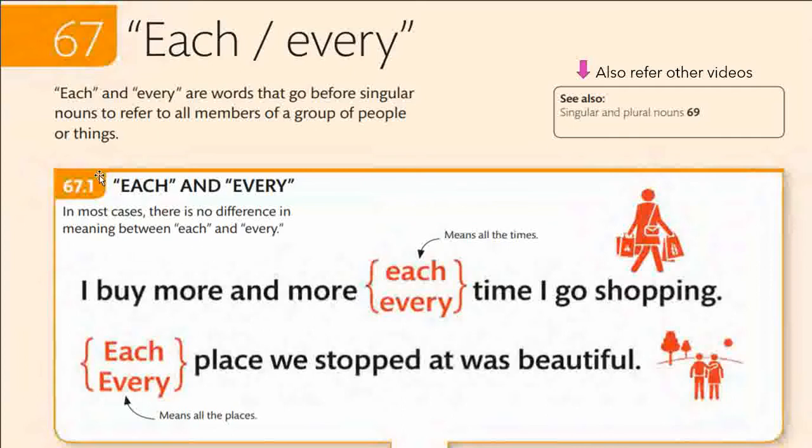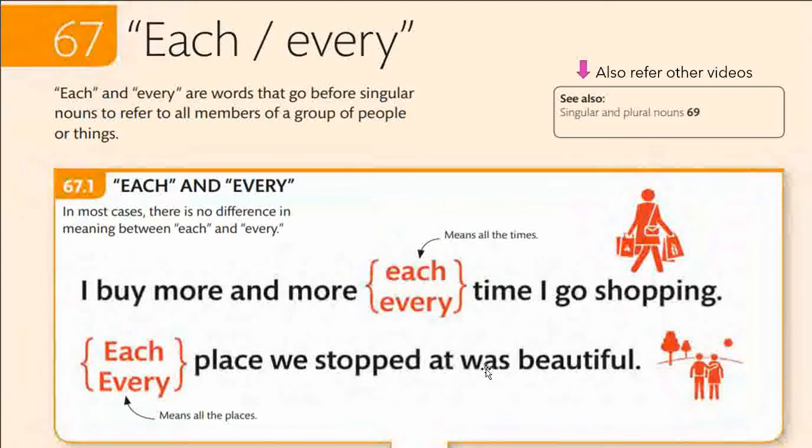That means the first pointer is that each and every can be used interchangeably in certain cases where there is no difference to what is being said. For example, I buy more and more each time I go shopping. I buy more and more every time I go shopping. Now that means all the time when I go shopping, each time I buy more and more, or every time I buy more and more. So you can use it interchangeably. In this context, it is not incorrect.